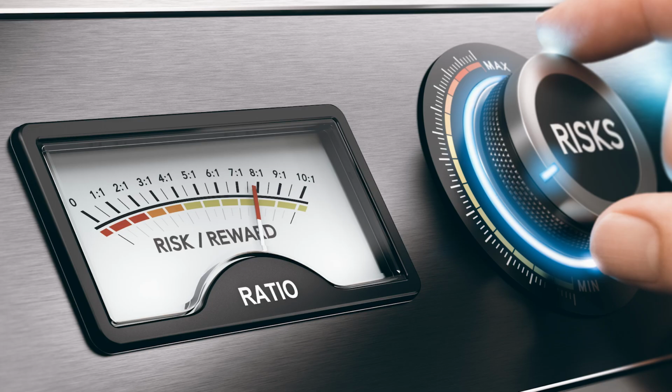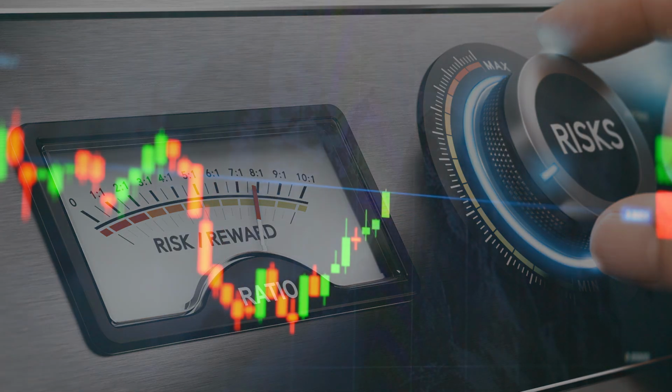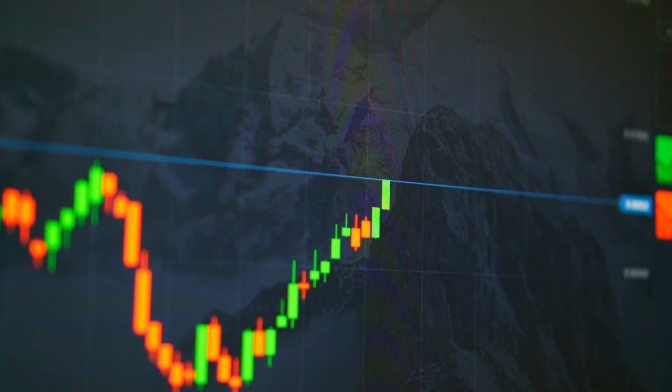Finally, once we're in a trade, I want to talk about risk reward, okay? Making sure that when the uncertainty of the market plays out, I'm in a position where I can maximize my gain and minimize my risk and do it over a whole number of trades.